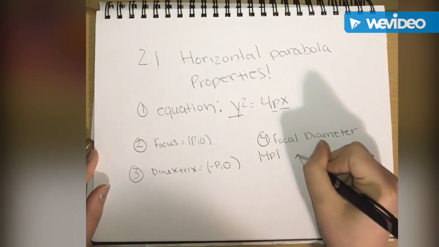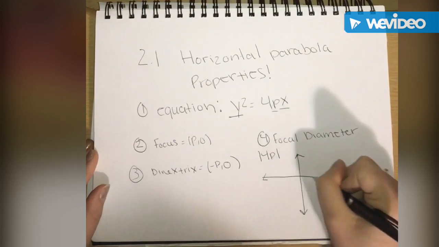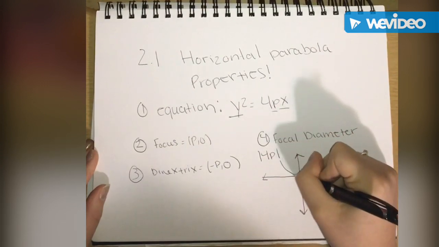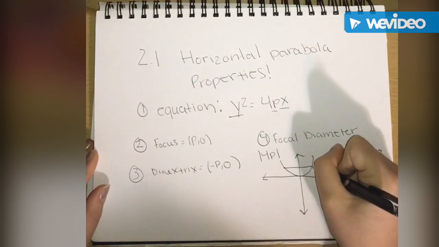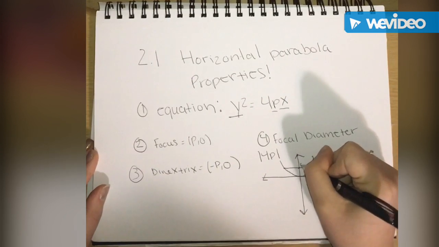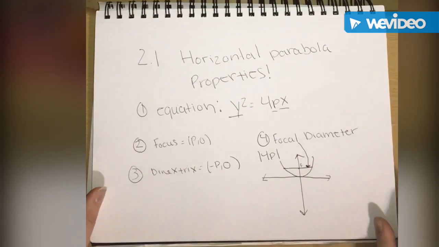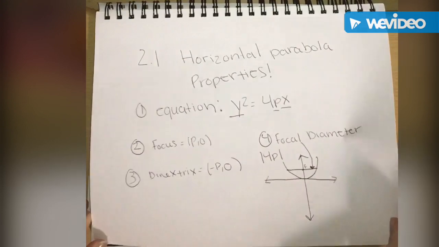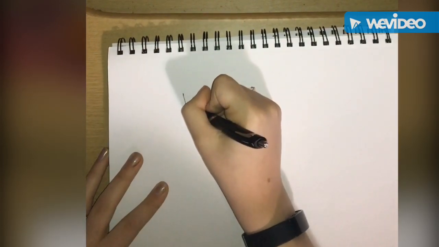And it's basically going to look like this, where you start with your parabola at the vertex and then go up. And then there you have it. That one is for a vertical one, but it's essentially the same thing. And now we'll move on to vertical parabola properties.